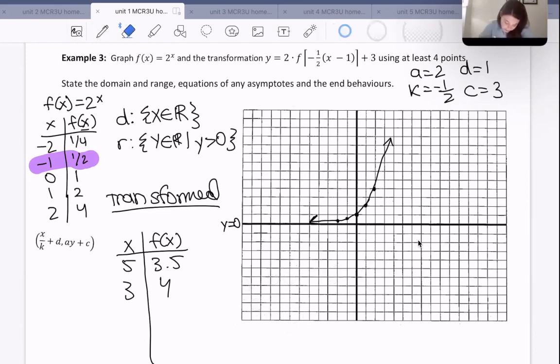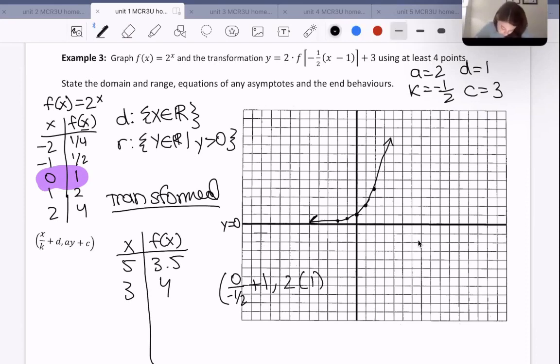Let's do the next one. I know this is repetitive, it's the same stuff over and over, so do feel free to pause, try these yourself, and come back, but I will continue here as well. Here we have 0 over negative a half, which will just be 0, plus d, so plus 1, comma, 2 times y, 2 times 1 plus 3, so that's 1, comma, 5. Very good, 1 and 5.